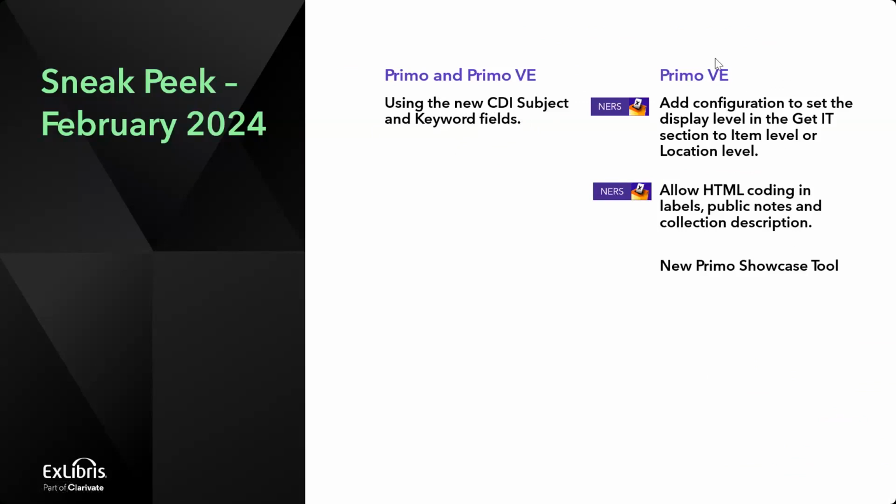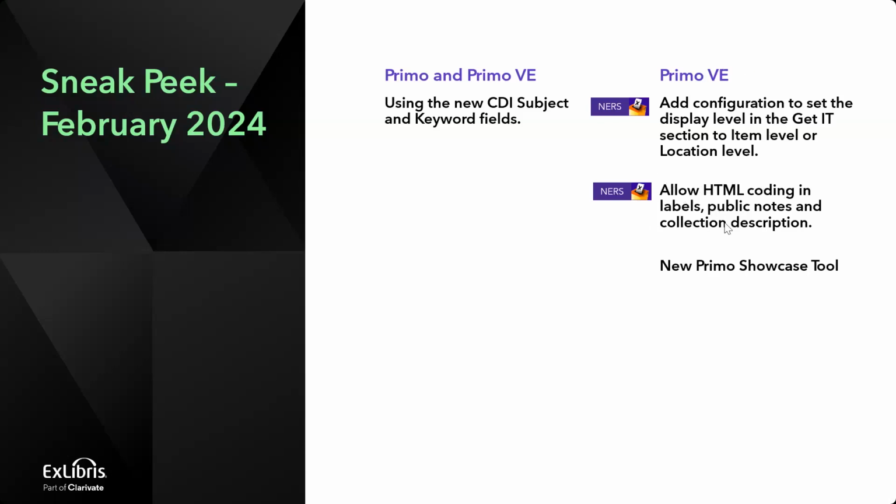In Primo VE, we have an enhancement to provide more configuration, to help you determine what the display level of the Get It will be, whether item level or location level. It is really specific to when you have one location today in the Get It. When you have only one location, we are directly pointing the patrons to the item level to see the item. Some institutions do not like that. They want consistency. They want to always have locations seen, and then let the user click on the location and go ahead to the item, so as not to confuse the patron. So we are giving a configuration for that.